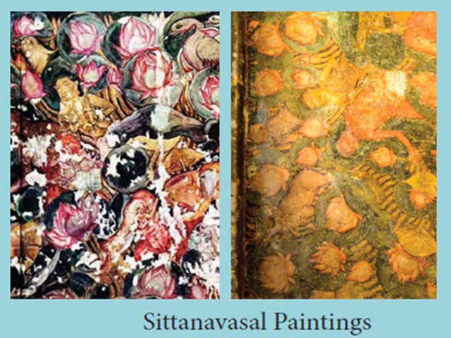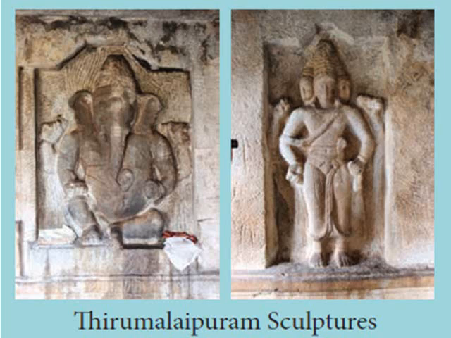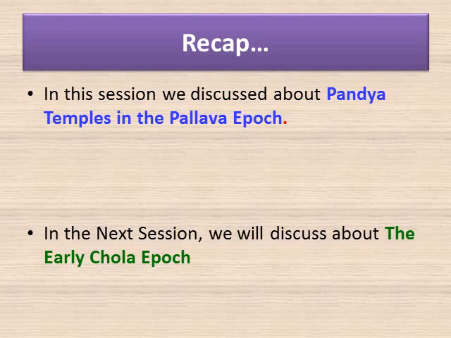The picture shows the paintings on the Sittanvasal caves done in fresco style. Dear children, the Sittanvasal paintings have similarities with the Ajanta paintings. You can see the Ajanta cave paintings. I have shown you one of that type, and it has similarities to that. Tirumalaipuram, from where we get early Pandya paintings, is unfortunately in a damaged condition. The picture shows the Tirumalaipuram sculptures. You can see how intricately the designs are made.